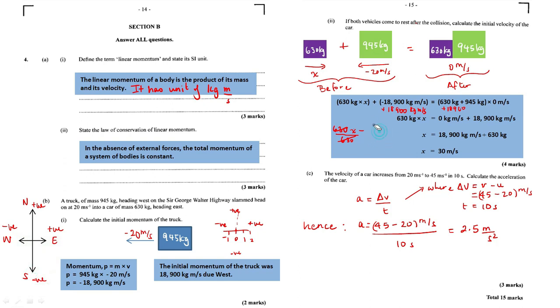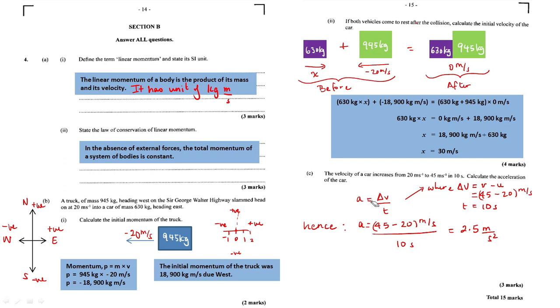That's how you do this bit. Then they give us a little extra question at the bottom here. It says the velocity of a car increases from 20 meters per second to 45 meters per second in 10 seconds. Calculate the acceleration of the car.